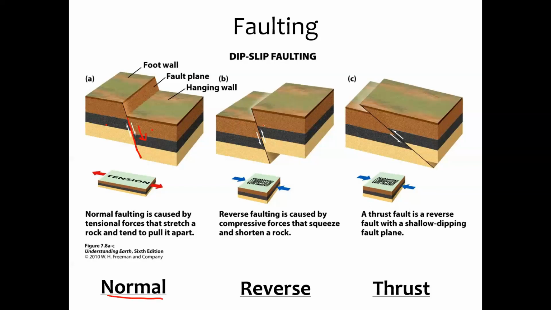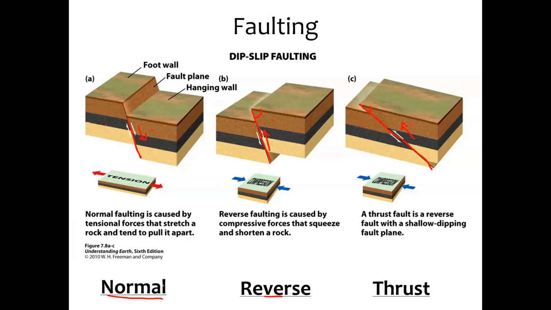If we find a place where the hanging wall, which is still this one or this one in that case, slid up relative to the footwall, we know those are reverse or thrust faults. The only difference between reverse and thrust faults is that reverse faults have this very steep angle to them, and thrust faults have this very shallow angle. This is the angle I'm looking at. It's a steep angle. This is a shallow angle. So that's the only difference between reverse and thrust faults.